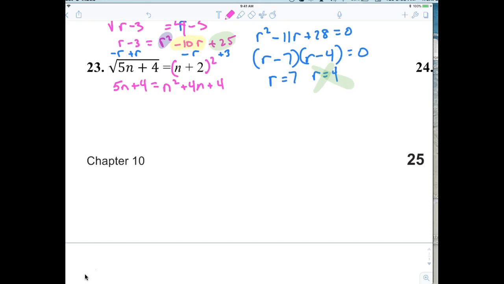Now we set it equal to 0. N squared minus n equals 0. Anybody have any complaints about that? The 4's cancel, agreed? Now we factor out an n, GCF. N times n minus 1 equals 0. So n equals 0, n equals 1.